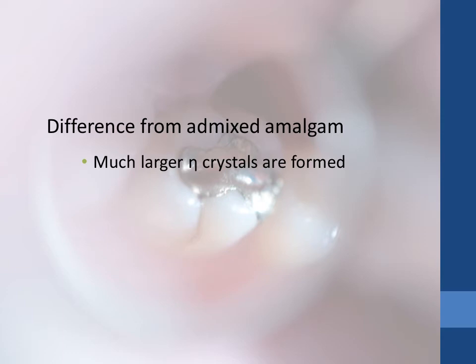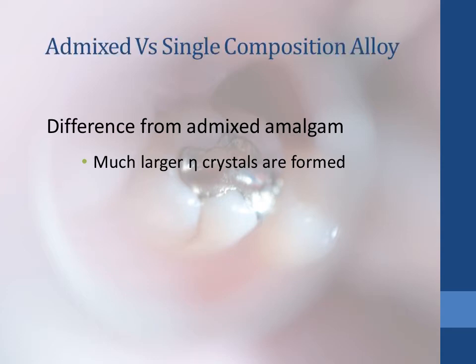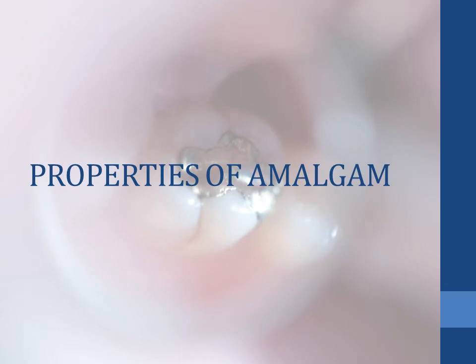So how is the single composition high copper alloy different? In both, eta crystals are formed, but in the single composition high copper alloy, the eta crystals are much larger. So I hope the setting reactions of the low copper and the high copper, both admixed and single composition alloy, are clear. Like I mentioned, you should know the proper balanced setting reaction, the chemical reactions, the phases formed, and as a result, the properties of those three different alloys.